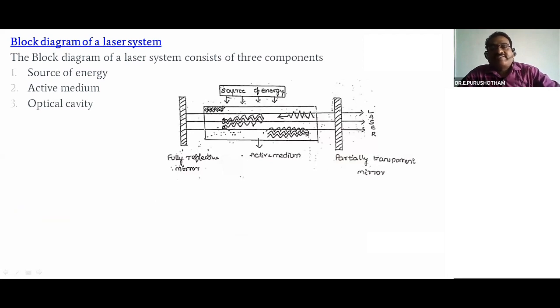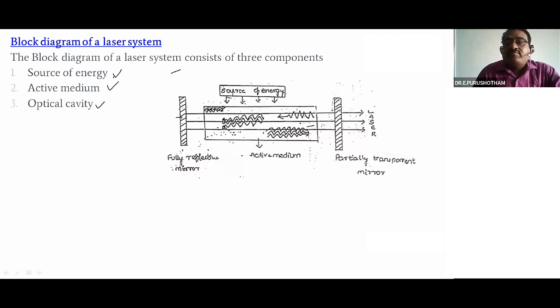Today I am going to discuss the helium neon laser. Before learning the helium neon laser, I am discussing the block diagram of laser system. The block diagram of any laser system consists of three main components. One is source of energy. Second one is active medium. This is the optical cavity.